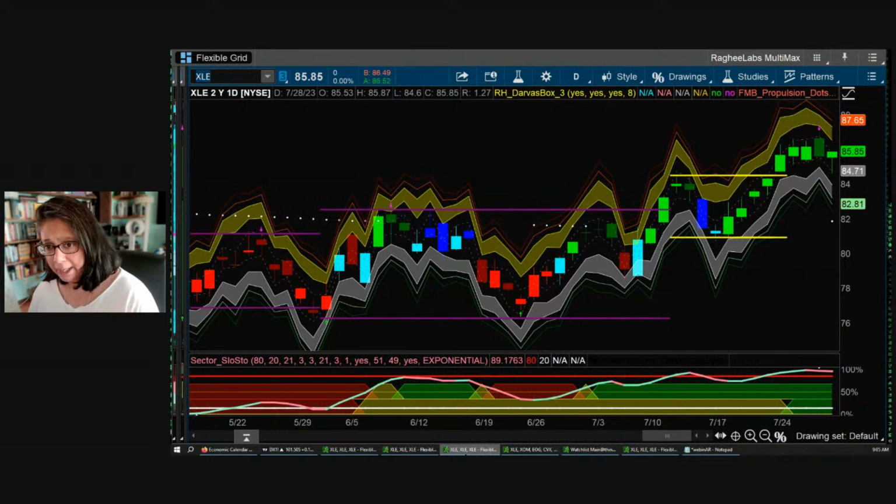All right, so I do like potential dip buys in XLE because if crude's moving higher, energy stocks are moving higher. Keep an eye on the relative outperformers.